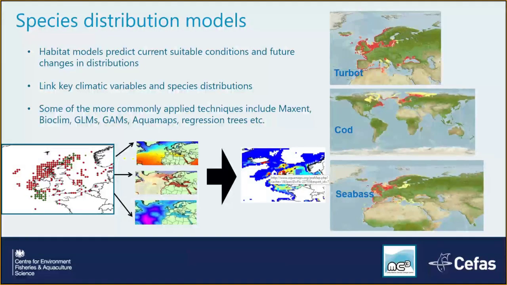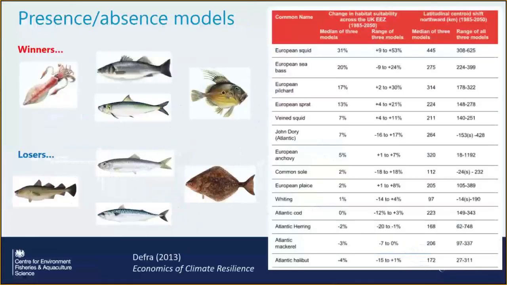And then if you want to, you can project that into the future. There are many different correlative models that do this, and I've listed some of them there: Maxent, Bioclim, generalized linear models, generalized additive models, and some of the others there. And so I'll just go through, I think, three studies where people have used them in slightly different ways.